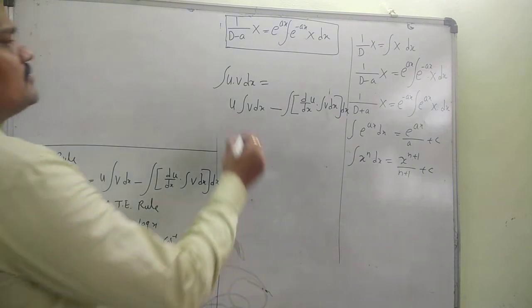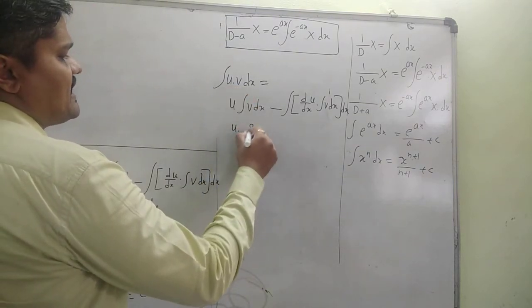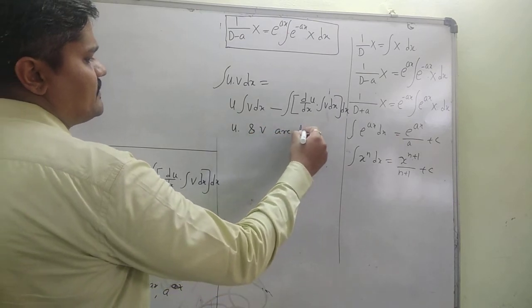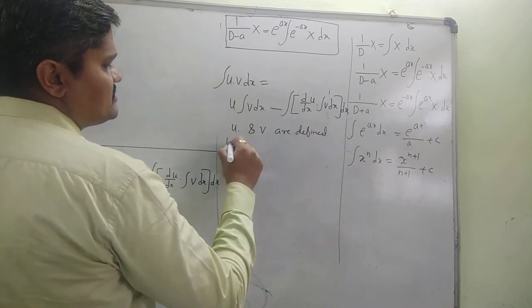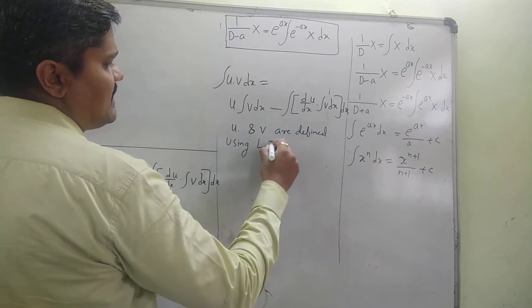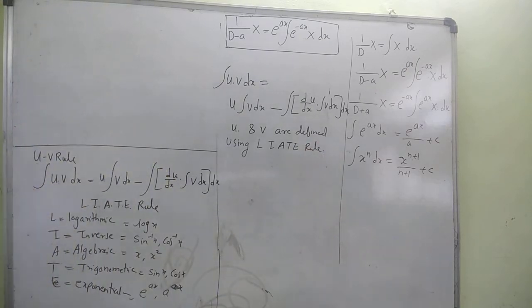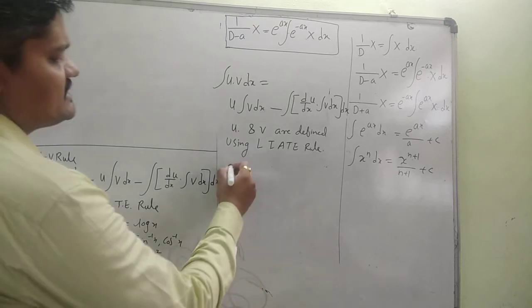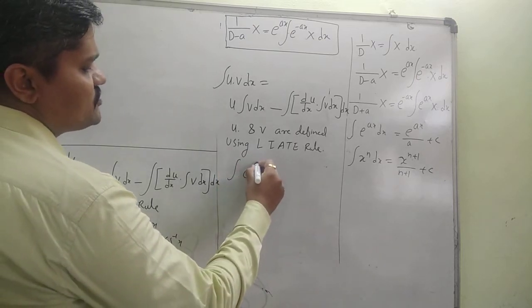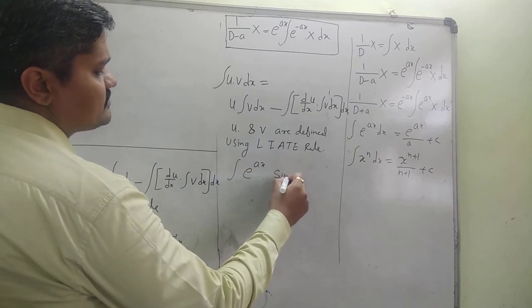Now u and v are defined using the LIATE rule. L stands for logarithm, I stands for inverse, A stands for algebraic, T stands for trigonometric, and E stands for exponential. It means, suppose it is like this, integration of e raised to ax into sin x.